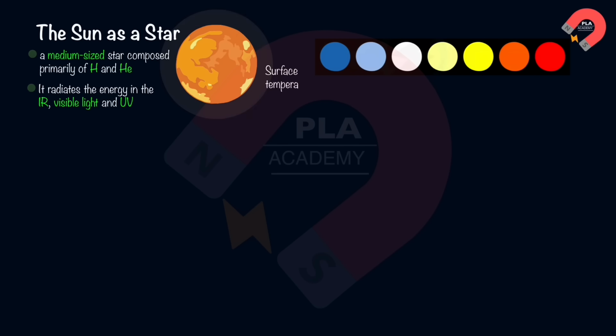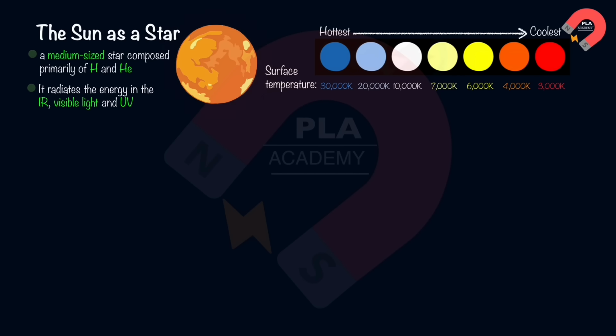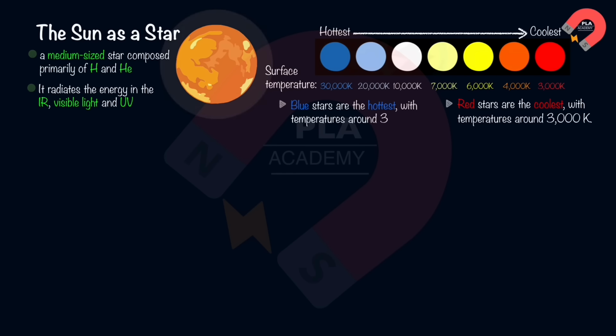Stars exist in a wide range of sizes and colors, from yellow stars like our Sun to red dwarfs and from blue giants to red supergiants. Color classification is used for stars, as the color they emit is related to their surface temperature. Red stars are the coolest, with temperatures around 3000 Kelvin, while blue stars are the hottest, with temperatures reaching around 30,000 Kelvin.